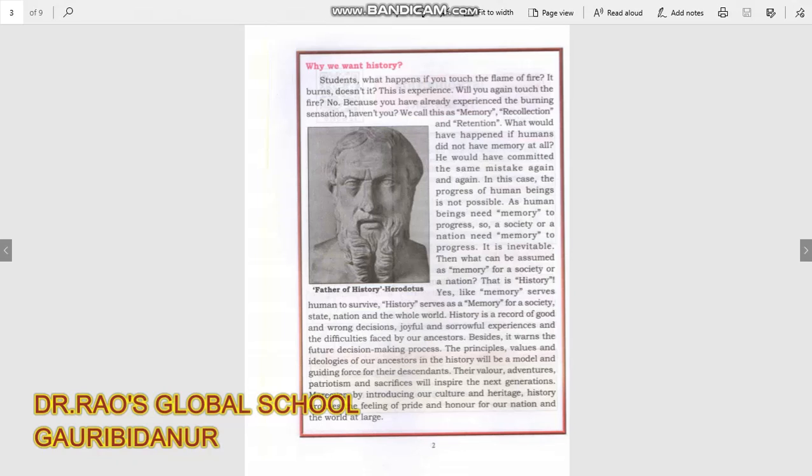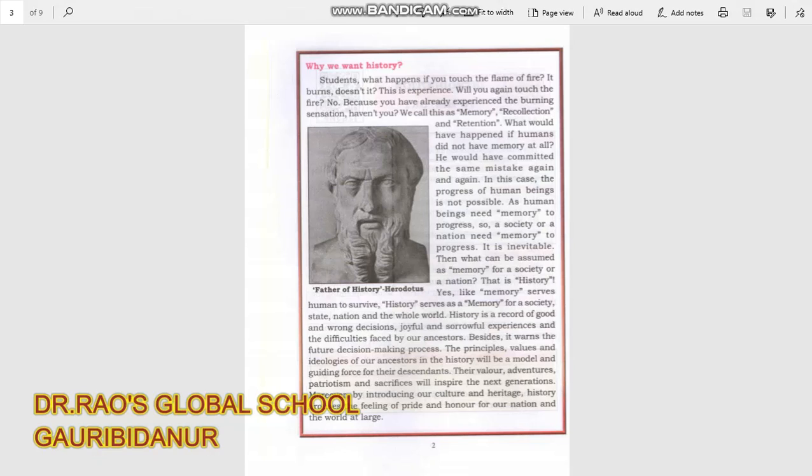What would happen if humans did not have memory at all? He would have committed the same mistake again and again. In this case, the progress of human beings is not possible. As human beings need memory to progress, so a society or a nation needs memory to progress. It is inevitable. Then, what can be assumed as memory for a society or a nation?